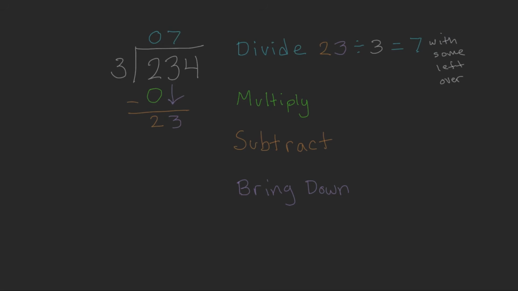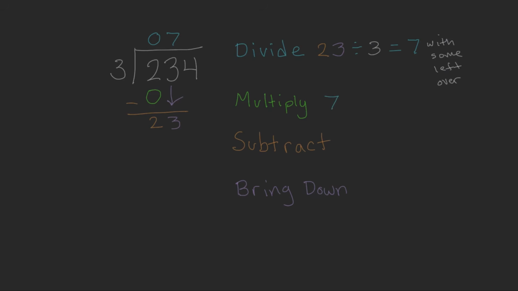Then we're going to move to multiply here. We're going to do 7 times 3, and 7 times 3, like we said before, is 21. We'll write 7 times 3 is 21. Then we're going to subtract that 21 from the 23 that we had previously. We'll do 23 minus 21, and 23 minus 21 is 2. We'll write the 2 right there, and then we bring down the 4.